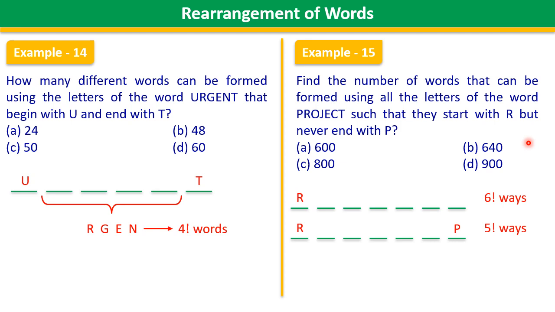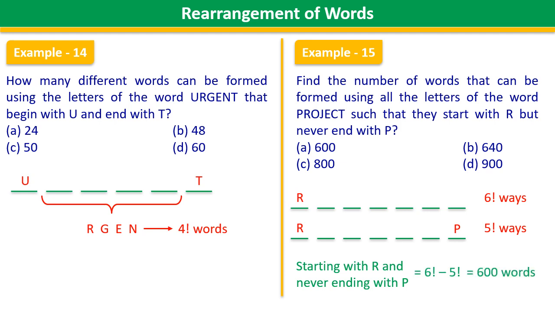So the number of words starting with R are 6 factorial, and the number of words starting with R and ending with P are 5 factorial. But what we want here is the number of words which start with R but never end with P. So that will be equal to 6 factorial minus 5 factorial, that is equal to 600 words.